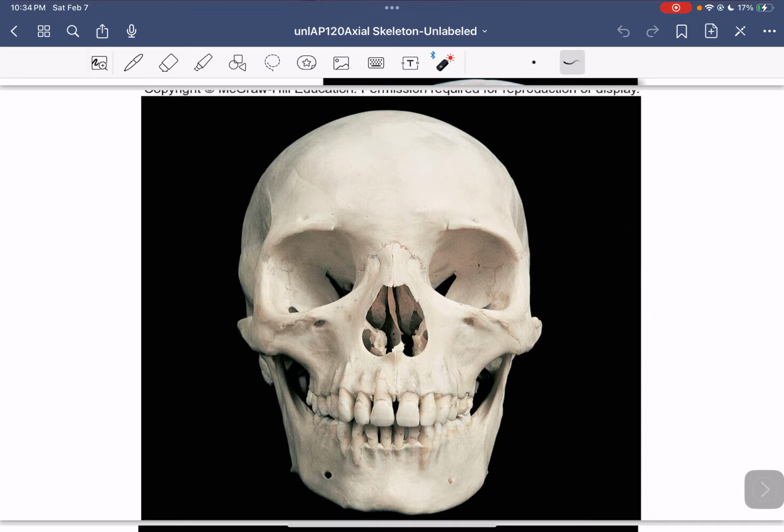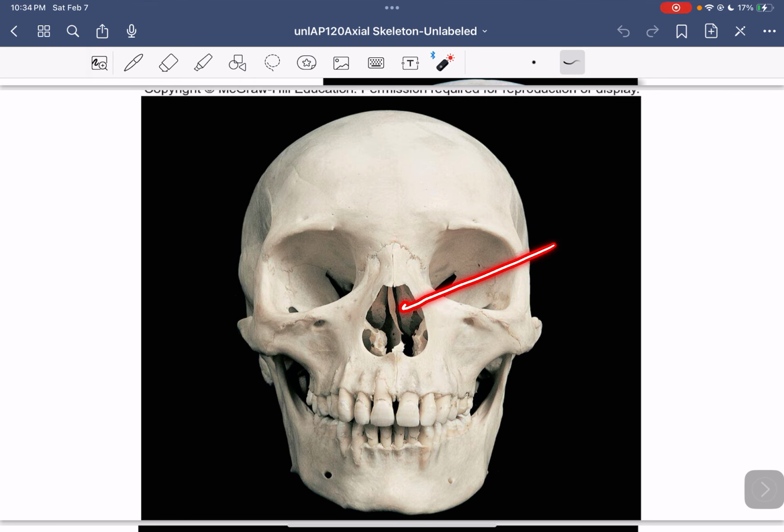And then we can't really see it from this angle, but if we look kind of in this direction, inside of the orbit, we can see this would be our lacrimal. This is a great view because it also allows us to see inside of the nostril, which we know there are going to be two structures here.